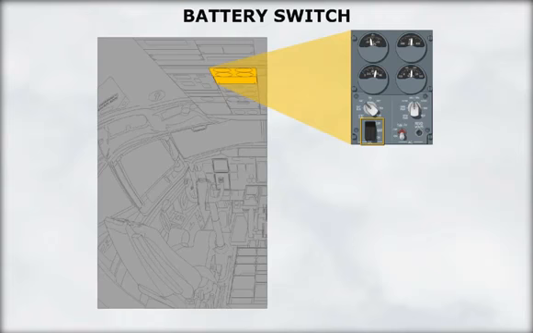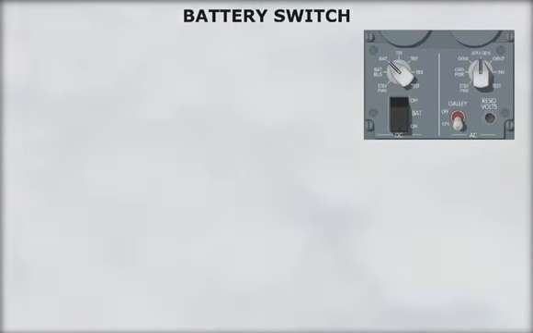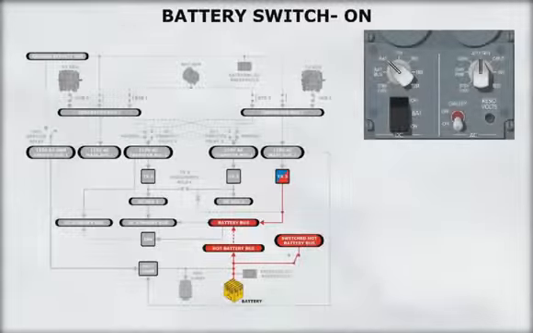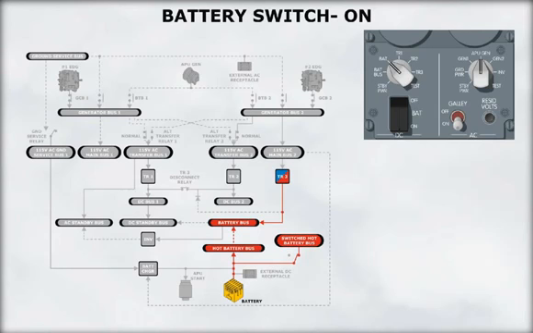We will now look at the battery switch. The battery switch controls DC power to the switched hot battery bus and the battery bus. The battery switch is a two-position switch guarded to on. When the switch is on, the primary power source of the battery bus is TR3, and the alternate power source is the hot battery bus.